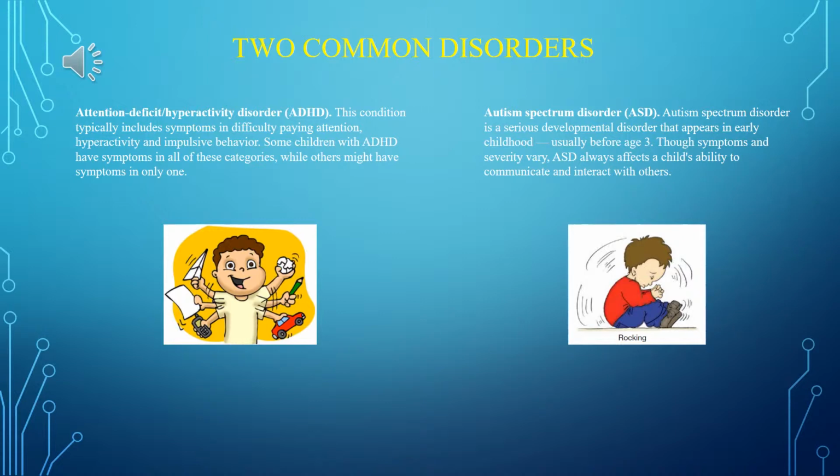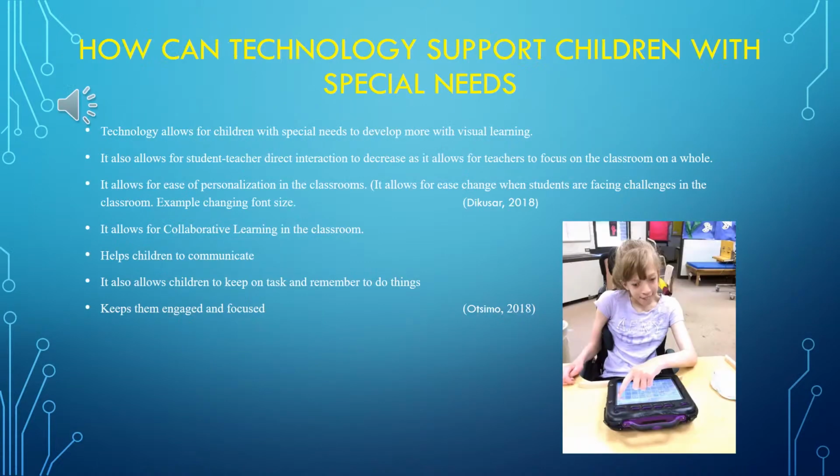Then we have ASD, Autism Spectrum Disorder. Autism spectrum disorder is a serious development disorder that appears in early childhood, usually before age 3. Though symptoms and severity vary, ASD always affects a child's ability to communicate and interact with others.